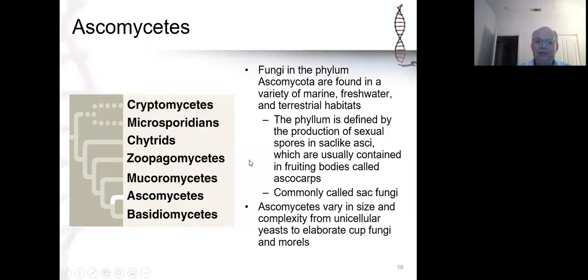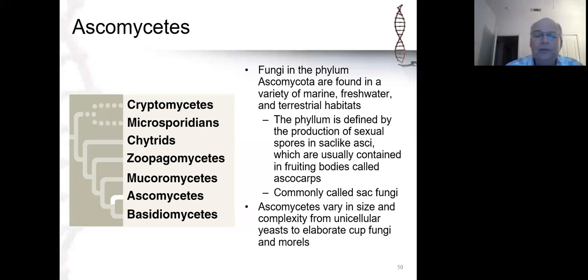The next clade, the Ascomycetes, is one of the clades that has survived the rewriting of the phylogeny of the fungal kingdom. This is still considered to be a valid clade and a monophyletic clade. These are sometimes referred to as sac fungi because of the presence of a sac-like structure called an ascus, asci being the plural. That is the source of the spores within the fruiting body, called an ascocarp. That is common to all Ascomycetes.